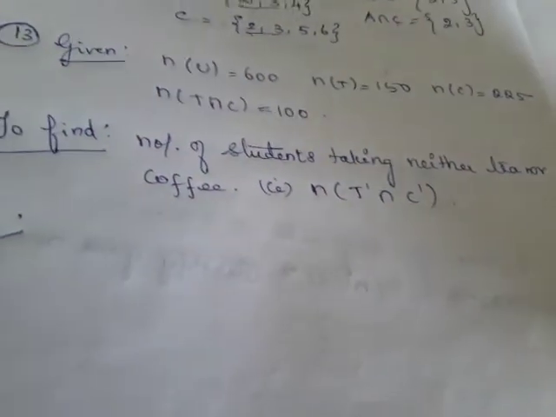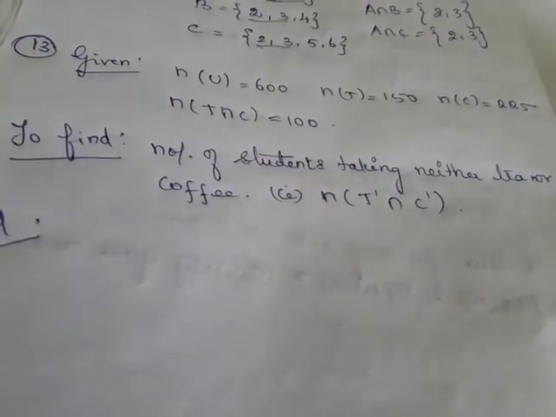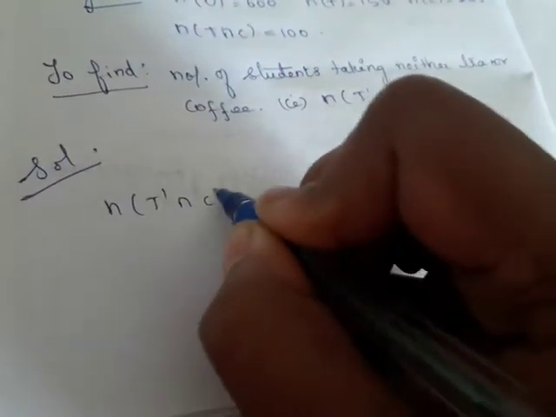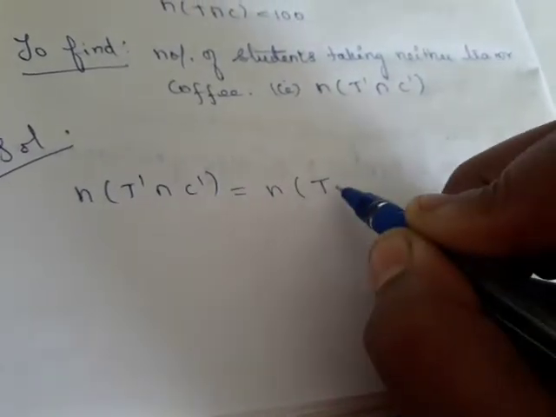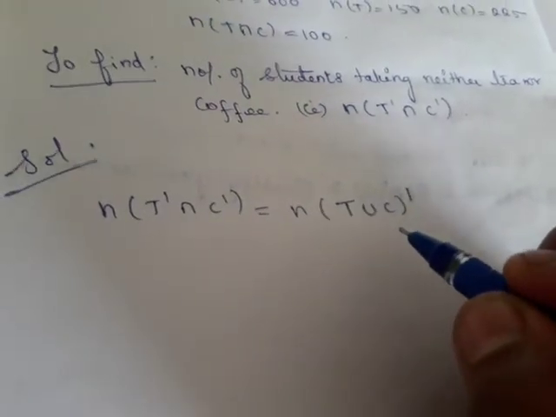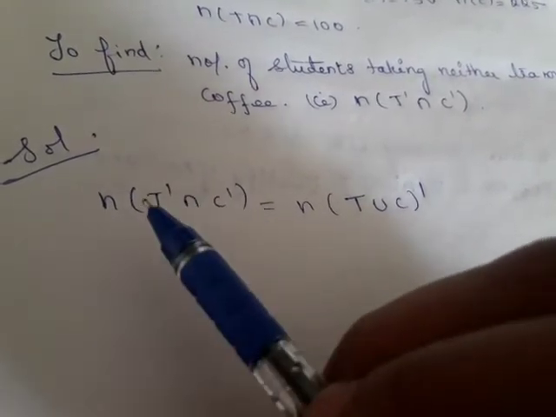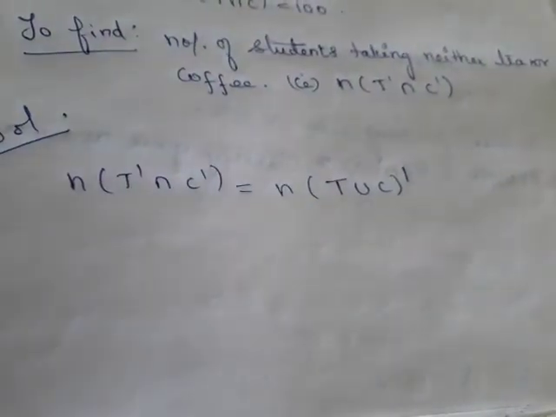So let us see how we can solve this problem numerically, and I'll explain the same problem using a Venn diagram too, so that you can understand it in a better way. First let us see how we can solve this numerically. So n of T dash intersection C dash is nothing but n of T union C the whole dash. Hope you remember which law this is? De Morgan's law. What did De Morgan say? A dash intersection B dash is nothing but A union B the whole dash.